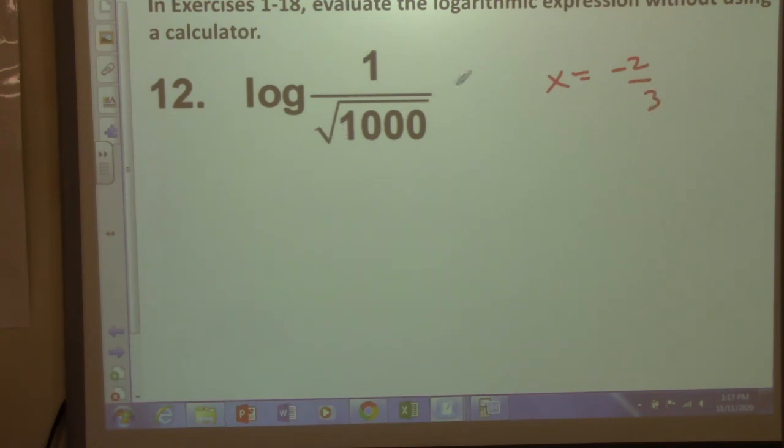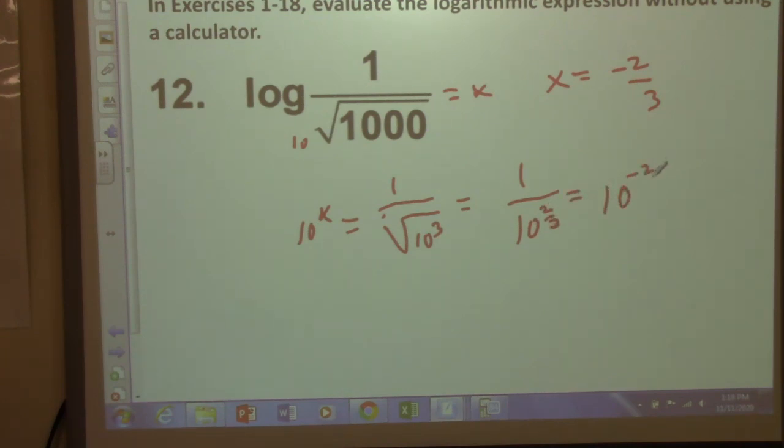So because we have 10 to the power of x equals 1 over the square root of 10 to the 3rd power, that's going to be equal to 1 over 10 to the 2/3, and that's going to be equal to 10 to the -2/3, and so -2/3 is the answer there.